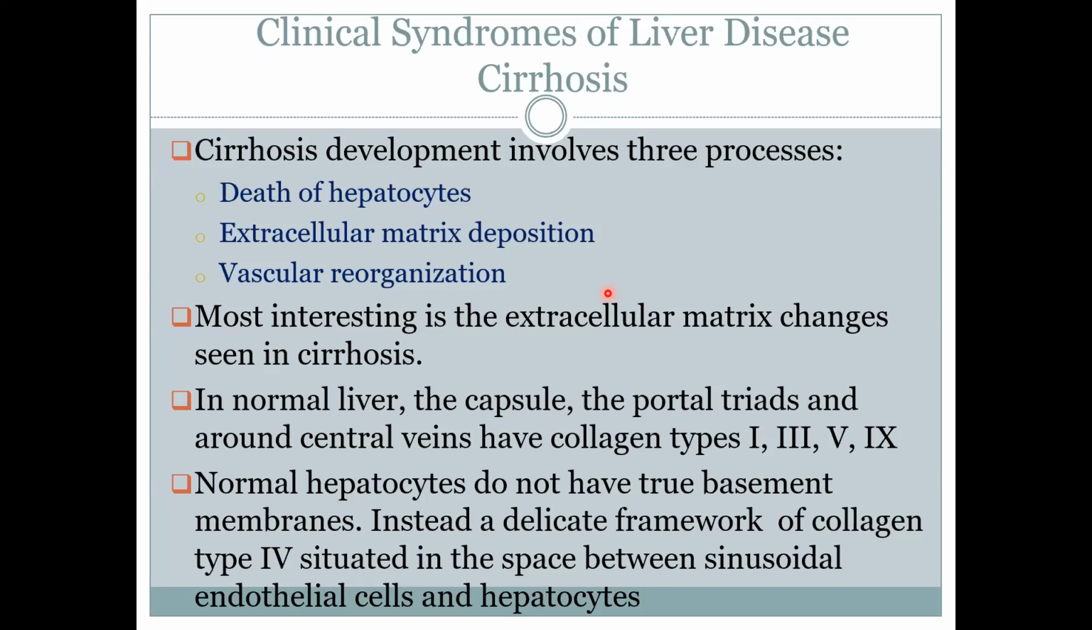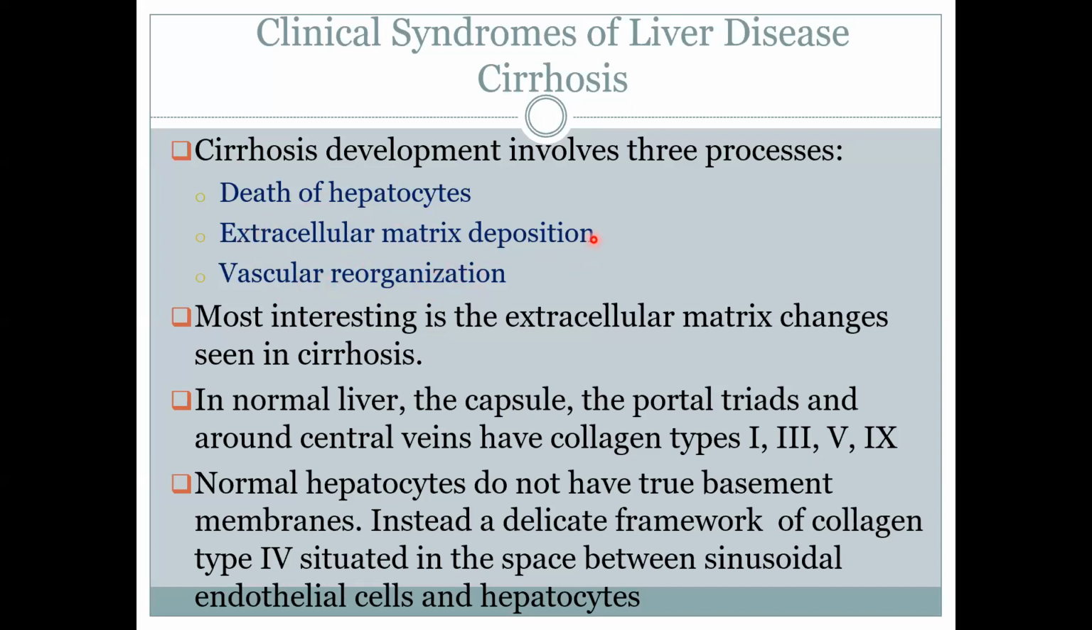Now, cirrhosis is one of the clinical syndromes that you see in liver disease. Cirrhosis development depends on three processes, or three phases, really. First one is the death of the hepatocytes. This is straightforward from any one of the processes that we have talked about: ischemic, carcinogenic, mutagenic, toxic, infectious, autoimmune. Then there's the extracellular matrix deposition, and finally, a very important one, what's known as the vascular reorganization.